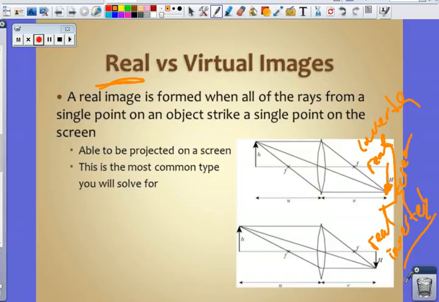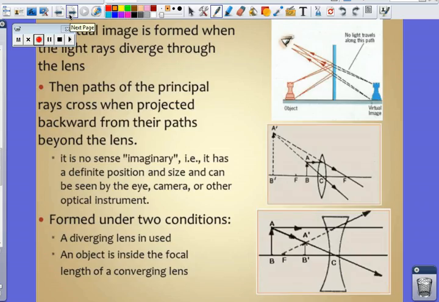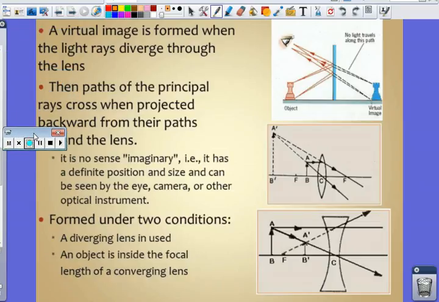Virtual images are a little different. Virtual images occur when all of those lines don't come to a point. And how do we see that? A virtual image, I'm going to move this stuff off to the side. A virtual image forms when the light rays diverge through a lens.